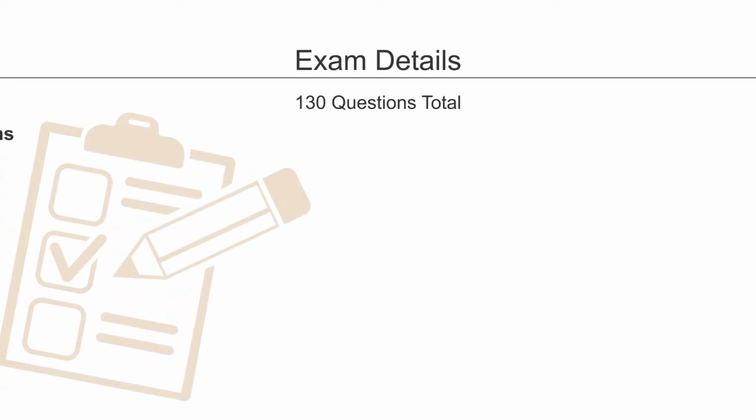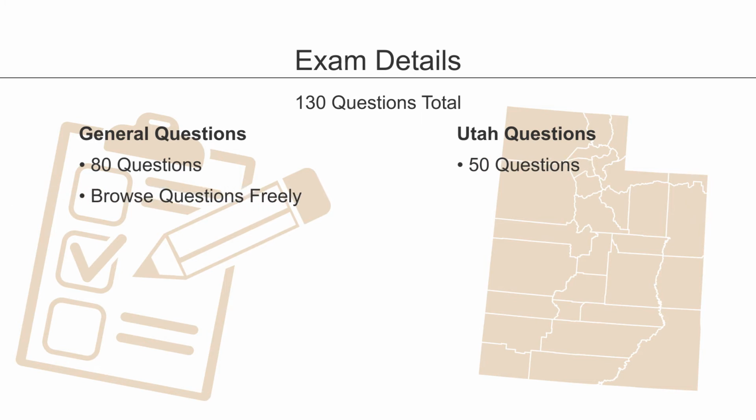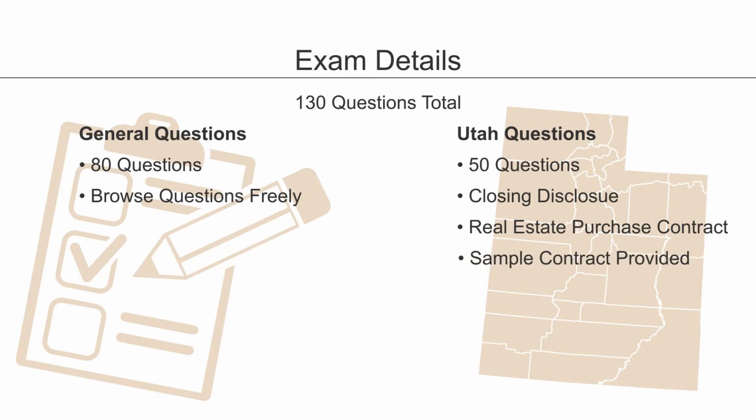The exam is a total of 130 questions and is divided into general questions and Utah questions. The general section is first and has 80 questions, and the Utah section has 50 questions. During the general part of the exam, you can browse forward and back through the questions freely, and when you're complete with the general section, you can mark it as complete, and then you'll be allowed to begin the Utah section of the exam. The Utah exam will have questions relating to the closing disclosure and questions about the real estate purchase contract, or the REPC.